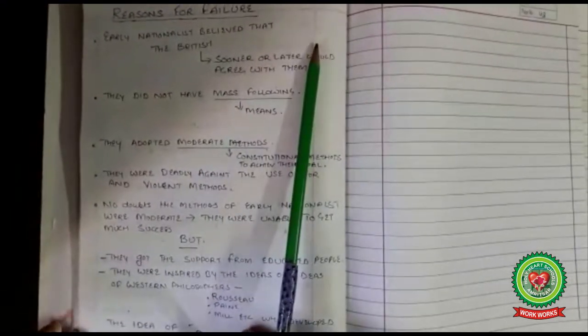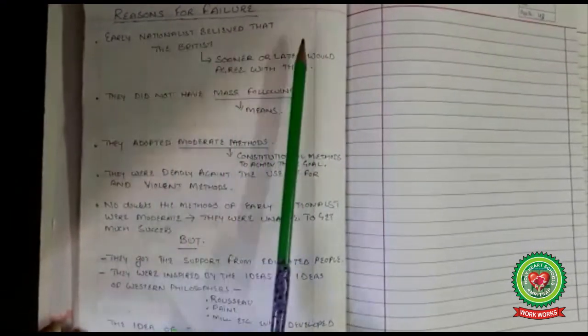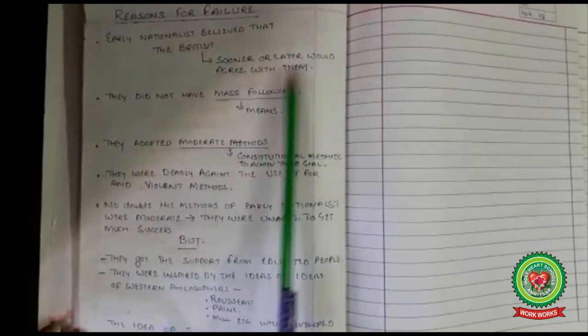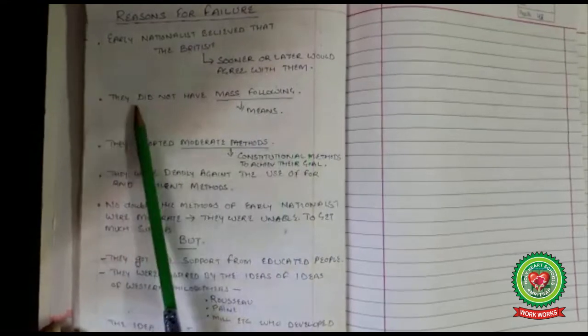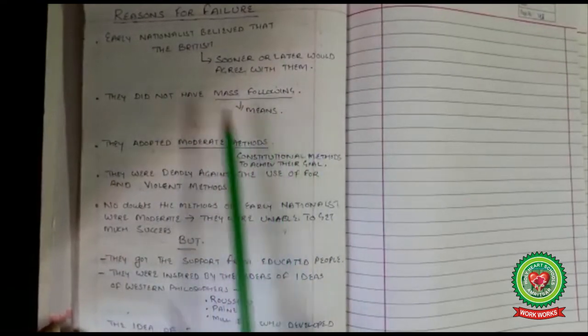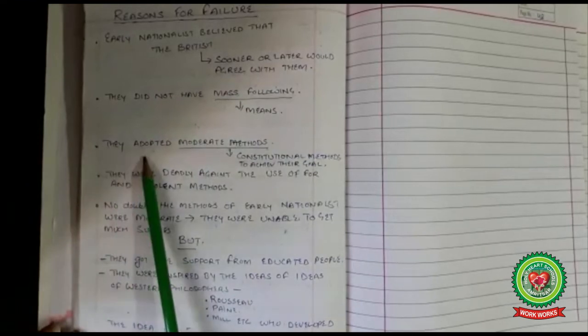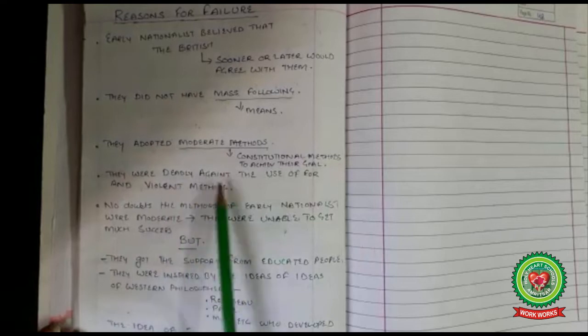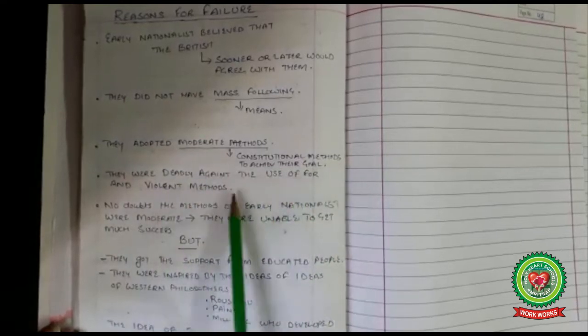Early nationalists could not get the absolute success. There are certain reasons for it. Early nationalists believed that the British sooner or later would agree with them. They did not have the mass following, means many of the people were not following their ideas. They adopted moderate methods, means constitutional methods, and they were deadly against the use of force or violent methods.